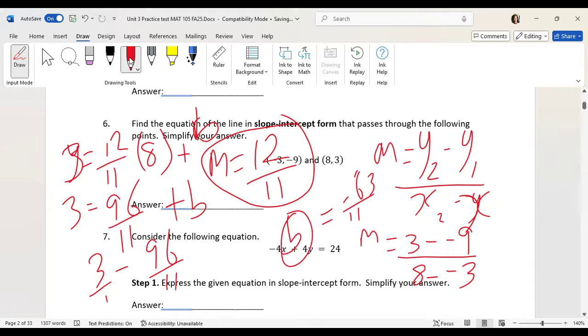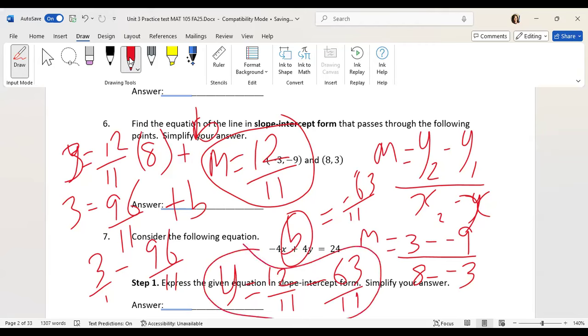So now I have the equation in slope intercept form: y equals the slope given to us, which we already have, 12 over 11, and the y-intercept is negative 63 over 11. If we do it using the point slope formula, we get the same answer. Hopefully. Did anybody use the point slope formula? Did we have the same answer?